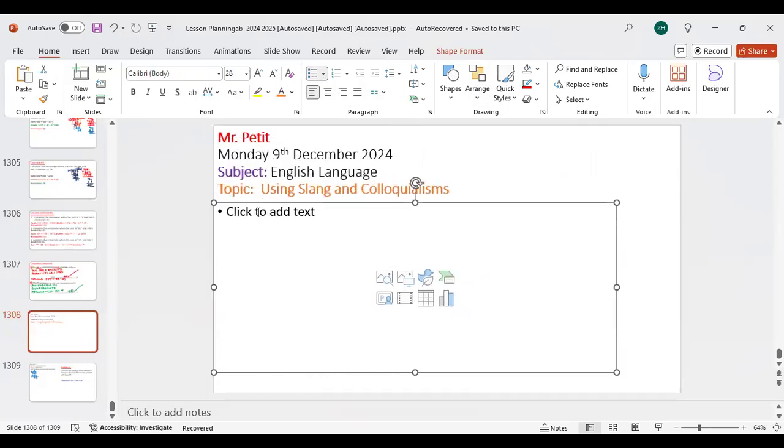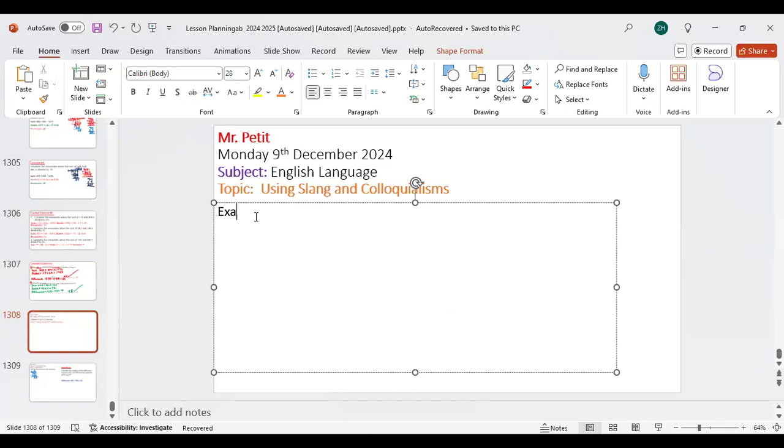So you want to avoid them as much as possible. In the exam, we accept standard English. The only time colloquialism or slang can be used is if you're in a dialogue and you have them in quotation marks.